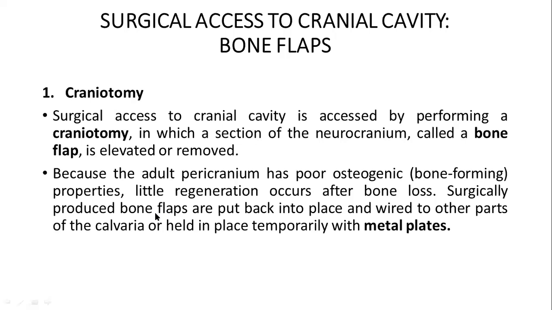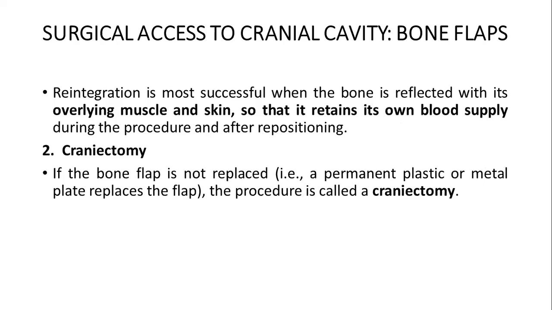Because adult pericranium has poor osteogenic properties, little regeneration occurs after bone loss. Surgically produced bone flaps are put back into place and wired to other parts of the calvaria or held in place temporarily with metal plates. Reintegration is most successful when the bone is reflected with its overlying muscle and skin so that it retains its own blood supply during the procedure and after repositioning. So this was craniotomy, and what is craniectomy?